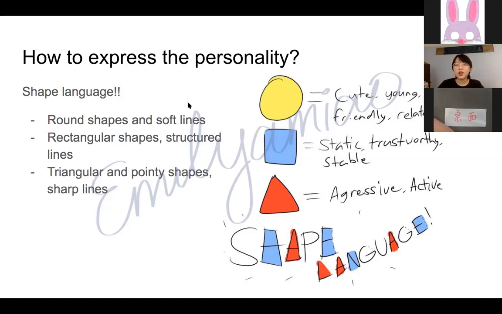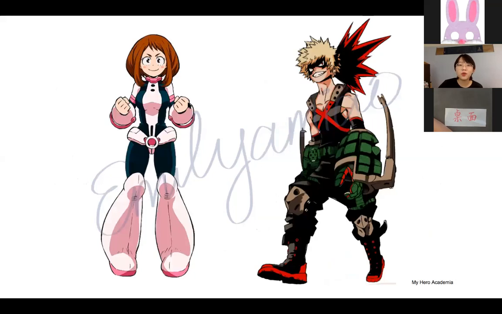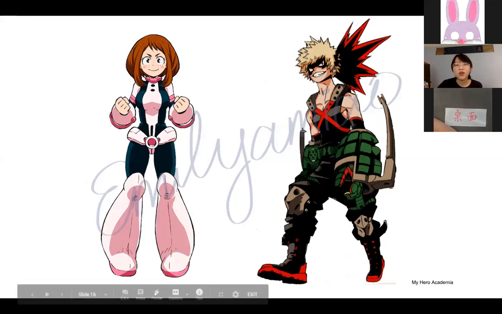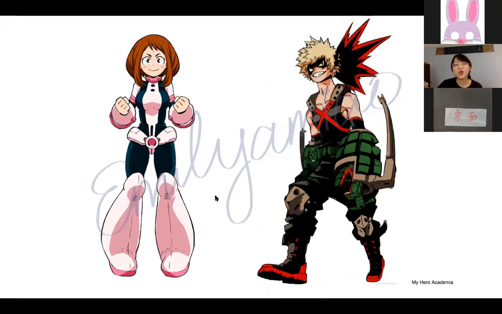Okay, so right now we're going to look at an example. I'm sure you know these two. Most of you should know these two characters. They're from My Hero Academia, and it's so obvious, right? Just looking at these two, their general personalities are expressed by their designs. It uses shape language and different types of lines really, really well.